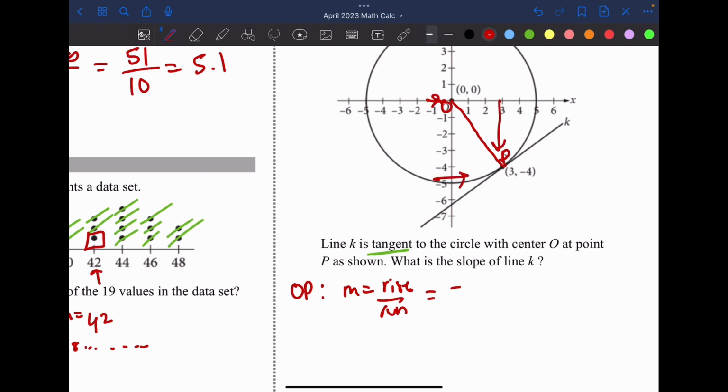So rise is negative 4. And then the run, we went to the right by 3. We started at 0, we ended off at 3. So negative 4 over 3 is the slope of OP. Okay? After that, like we said, they are perpendicular.